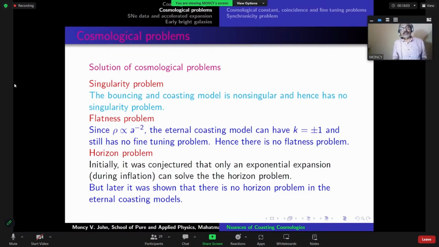Regarding the flatness problem and the horizon problem, we know that in the lambda CDM model, these problems are solved due to inflation. But in the eternal coasting model, the total density, including individual components, all vary as a to the power minus 2. So it can have K equal to plus 1 or minus 1, and there is no fine-tuning problem here. Hence, there is no flatness problem. Similarly, the horizon problem is absent in the eternal coasting model.